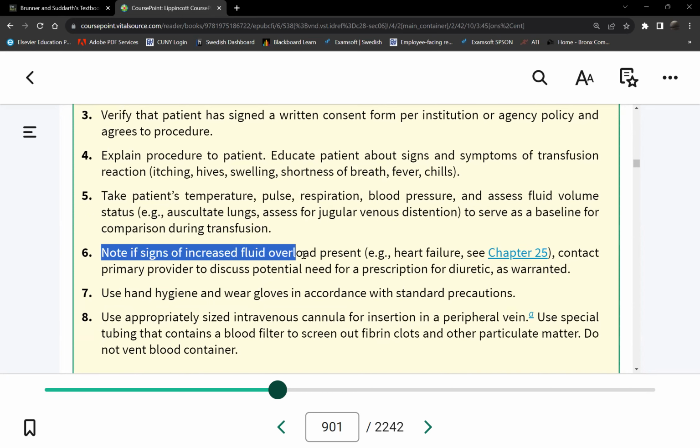What type of solution do you think a blood product will be? Let's say packed red blood cells. What type of solution is that? Is that isotonic, hypertonic, or hypotonic? The isotonic, right? What is an isotonic solution? Lactated Ringer's. What else? Normal saline.